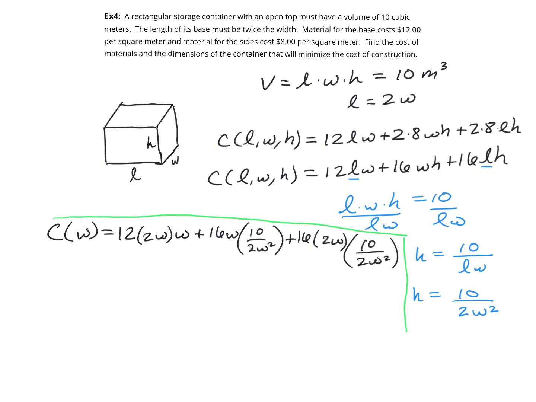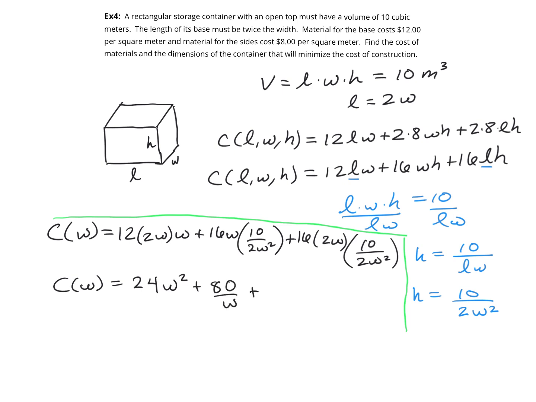All right, so let's see if we can combine some like terms and clean this up. And we'll keep using black instead of green. All right, so the cost as a function of W will be 24W squared. My middle term will have a 160 as a coefficient, and that'll be divided by 2, so that's going to be 80 over W.